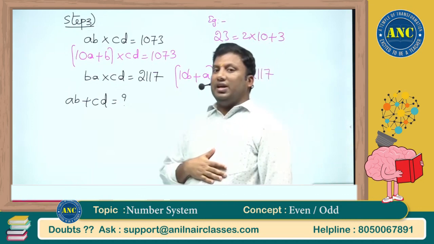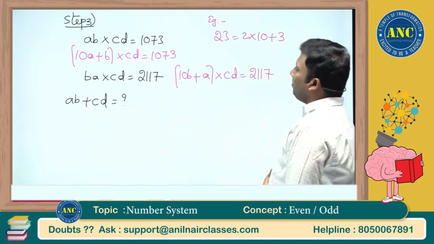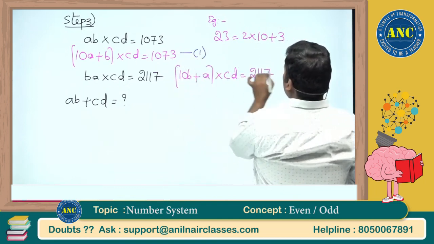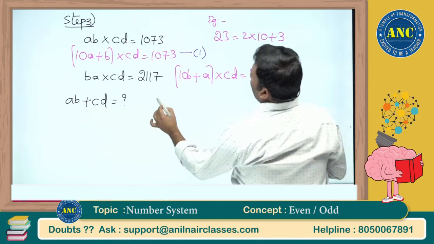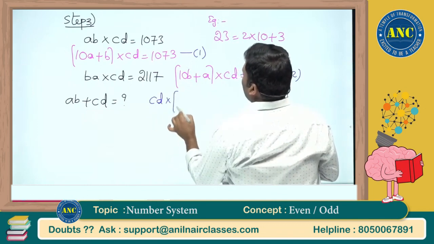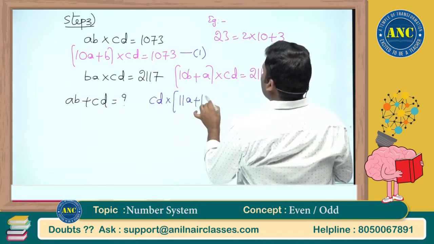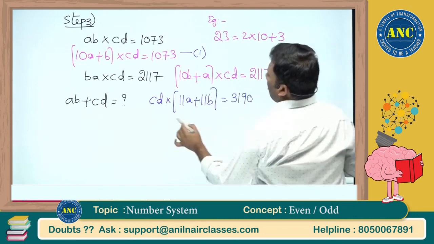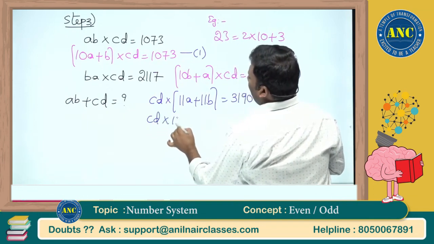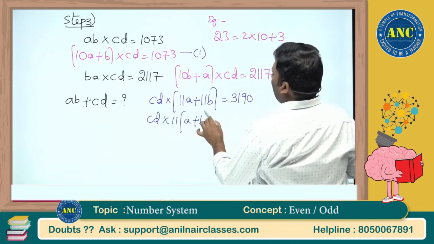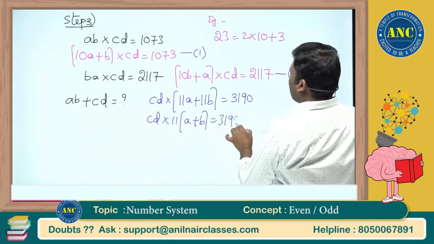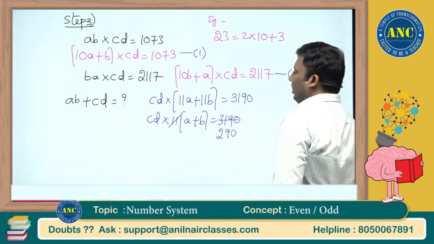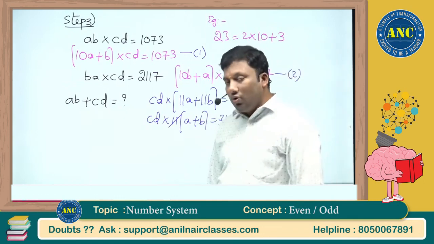10A plus B into CD is 1073. 10B plus A into CD is 2117. Let me add these two. If I add it, CD into 10A plus A, 11A, 10B plus B, 11B, is equivalent to 3190. CD into 11 into A plus B is equivalent to 3190. 11 2s are 22, 90. CD into A plus B is equivalent to 290.